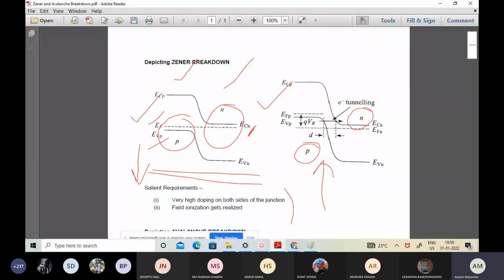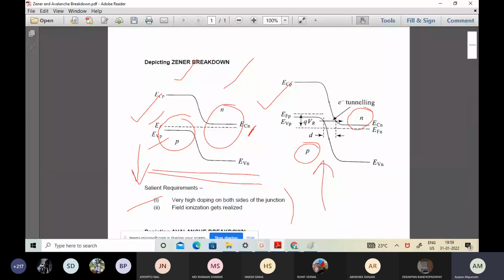Now, if the VR is applied and the energy band diagram has got a change of Q into VR as been shown on the screen, what will effectively happen? The P side will get lifted in energy band with respect to N. Owing to which the outcome is this, that because of having very high doping, I will just talk about the physical aspect, not mathematical aspects or any further things over here.